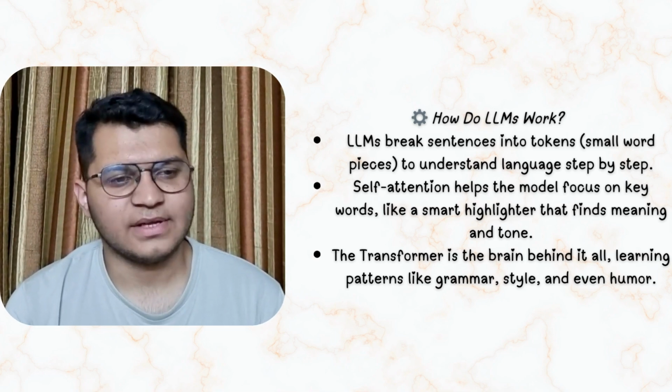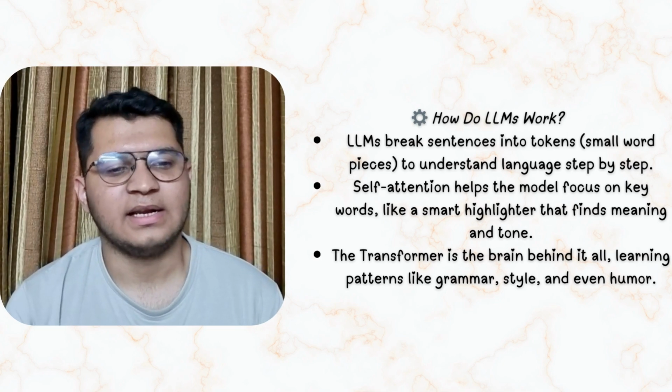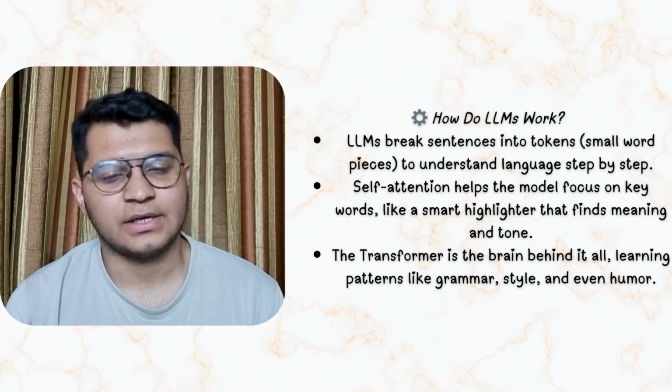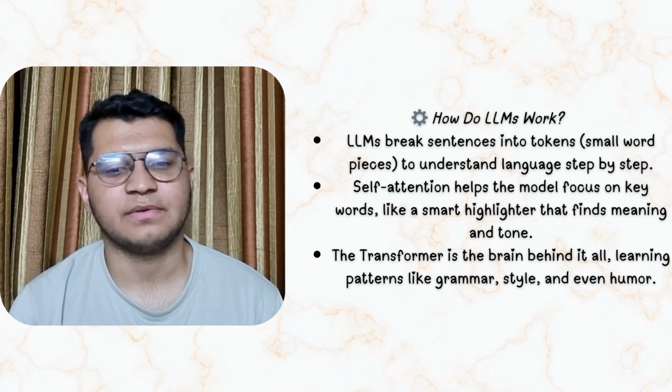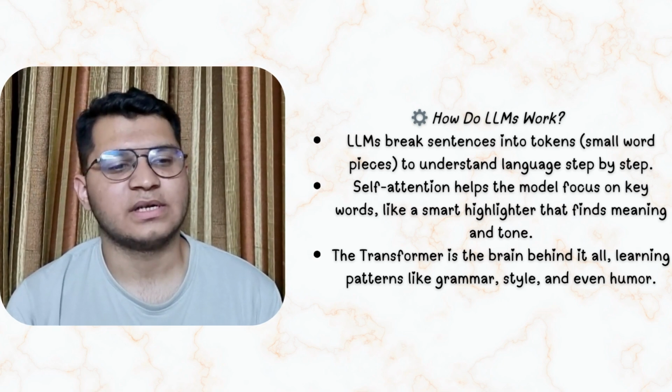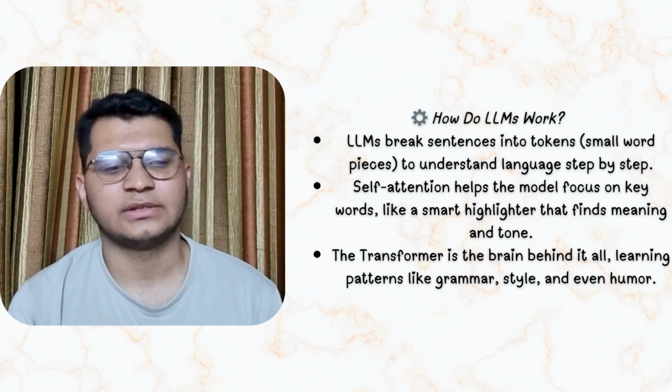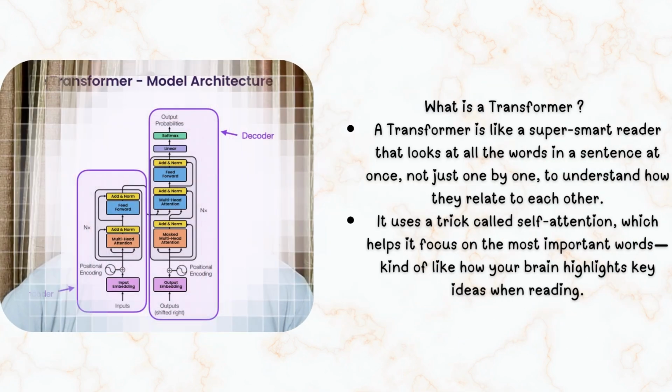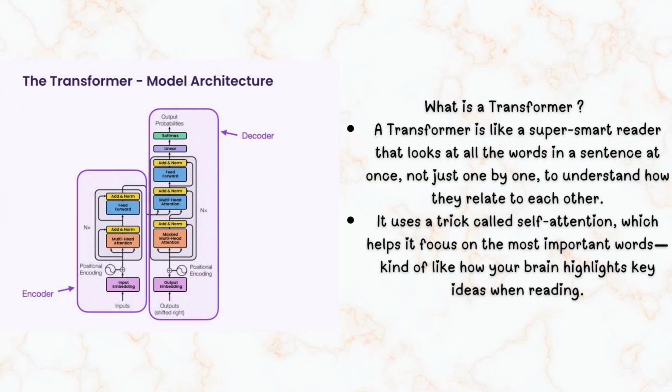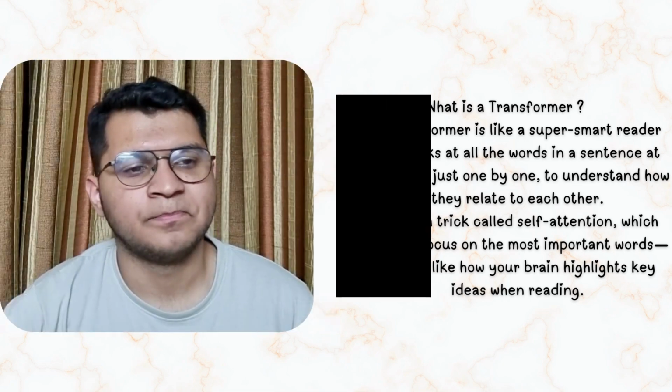So it's like having a super powered highlighter that knows which words matter most and how they connect with each other. That's how it understands meaning, context, and even more. The brain behind that is called a transformer, a smart system that helps the model learn patterns in language, like grammar, style, and even humor or tone.